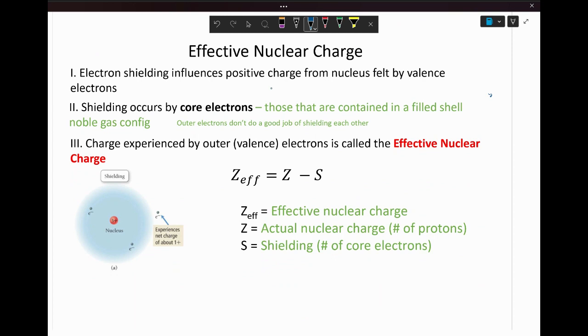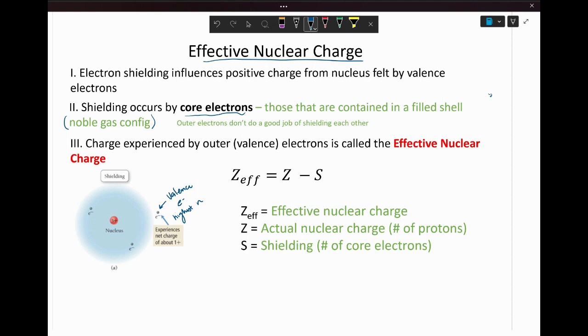And that was this idea of effective nuclear charge, which was the idea that all of the core electrons within an atom, meaning those that are contained in a filled shell, or in other words, those that are in the noble gas configuration, prevent electrical charge from the nucleus reaching our valence electrons, those that are on the highest energy level. So these would be our valence electrons. And when I say highest energy level, what I'm really talking about is those with the highest N value.